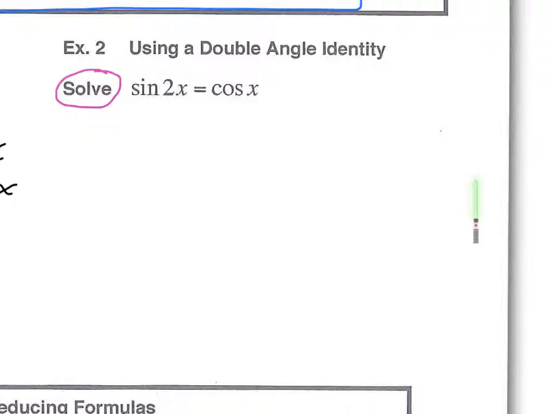Why are we letting one side equal 0? To find the x, because isn't the solution where the graph crosses the x-axis? And isn't y the value on the x-axis? So when they ask you to solve, we're trying to find what value of x here will create the sine of double the angle equals the cosine of that single angle. What value of x will that occur?